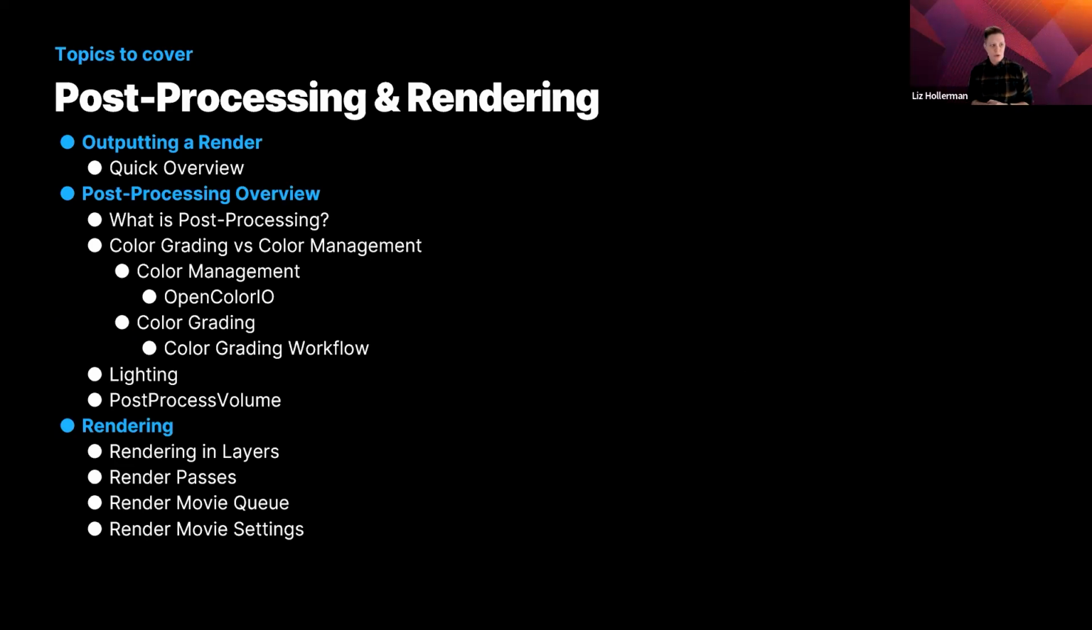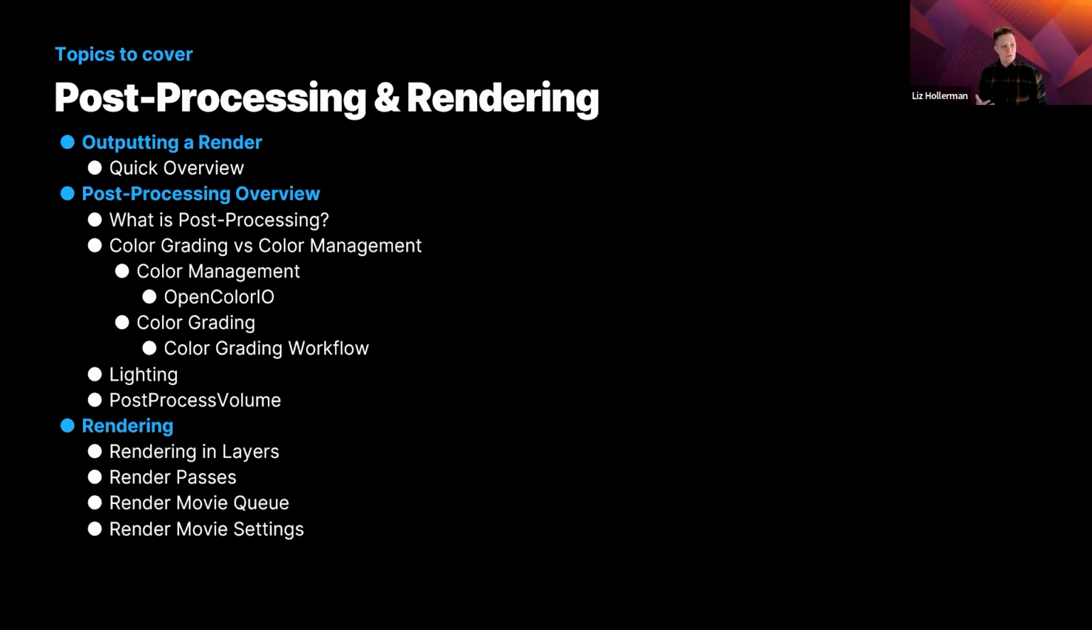I'm going to show you a quick way to output a render out of Unreal. So if you really just have been wanting to see what your animations are looking like in a movie format without having to go through an extensive render process, I'm going to show you quickly how you can make that happen. We're also going to do some overviews of what post-processing is. Noah covered a little bit of it in the lighting class where he talked about a post-process volume. We're going to go a little bit more in depth with that today.